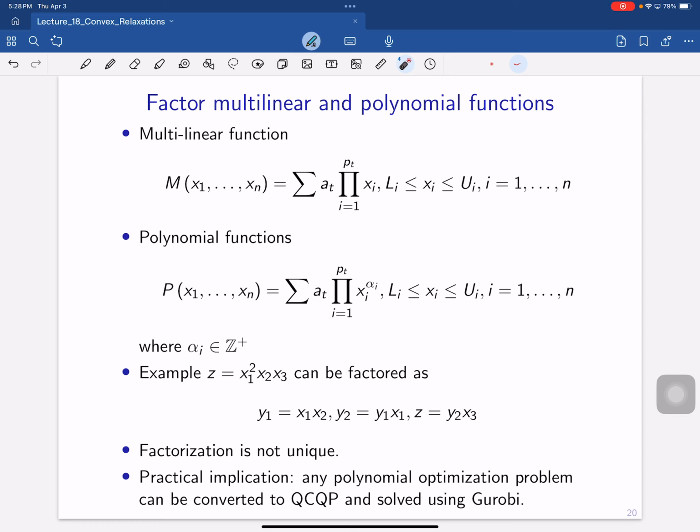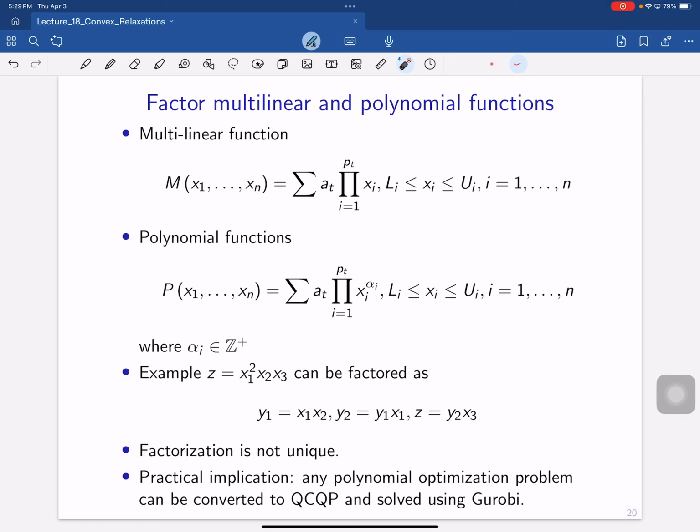What is a multilinear term? That means you have a polynomial where the power of each of the variables x is always 1, but you can have multiple xi, like x times y times z. It's a multilinear function. Polynomial function means this alpha i can be any positive integer. That is called a polynomial function.